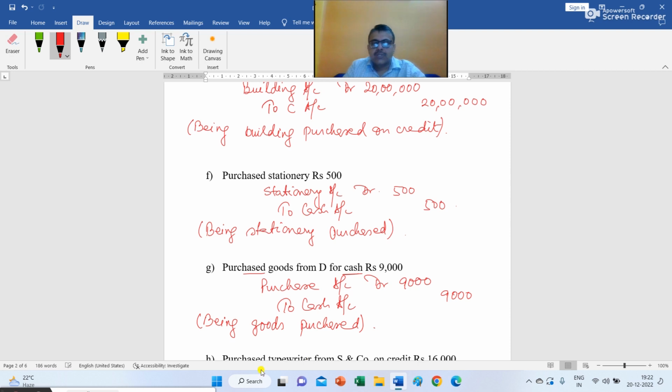So when you are purchasing goods on credit, purchase account debit to creditor, and when you are purchasing goods for cash, purchase is debited and credit is given to cash.